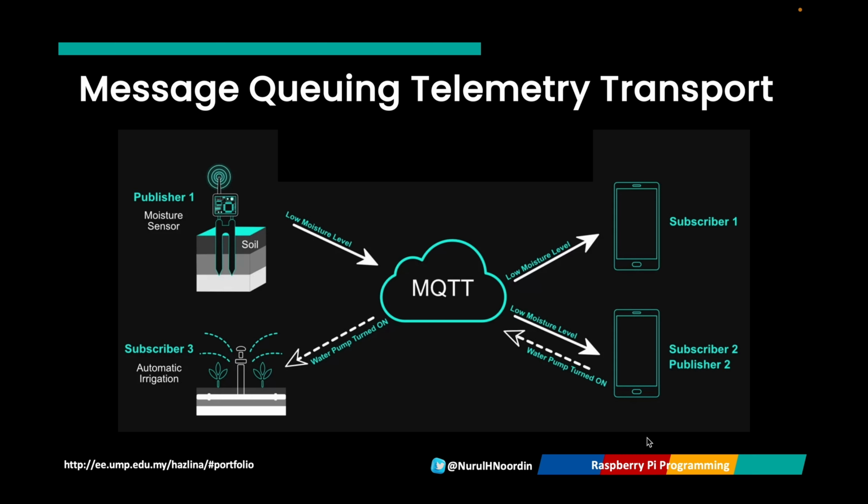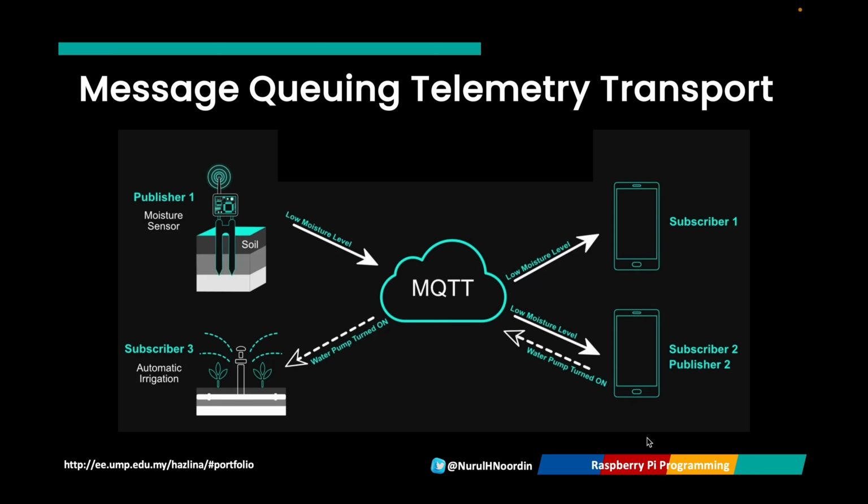Publishers are devices that send data to a topic on an MQTT broker. Subscribers are the devices that receive messages from a topic. The MQTT broker is a centralized server that manages message distribution between publishers and subscribers. The model ensures efficient data transfer with minimal network overhead, making MQTT ideal for IoT applications such as home automation, smart agriculture, and industrial monitoring.